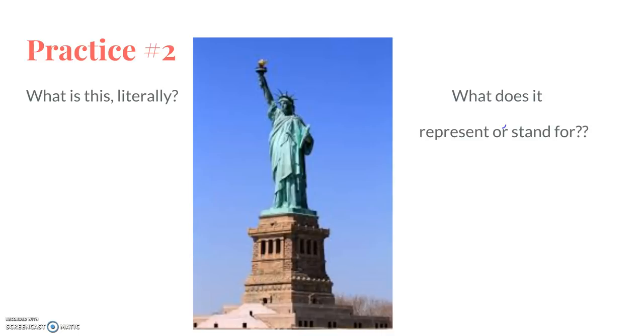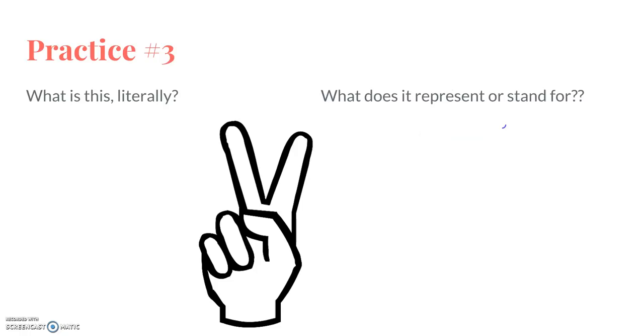What is this literally? Think about it. And then what does it represent? When you see this image, what does it stand for? And there may be more than one answer. You don't need to write this down anywhere, you just need to think about it. Again, what is this literally? Well, it's a hand with 2 fingers up. What are some of the things it represents or stands for? They're all going to be things that are not a hand with 2 fingers up.